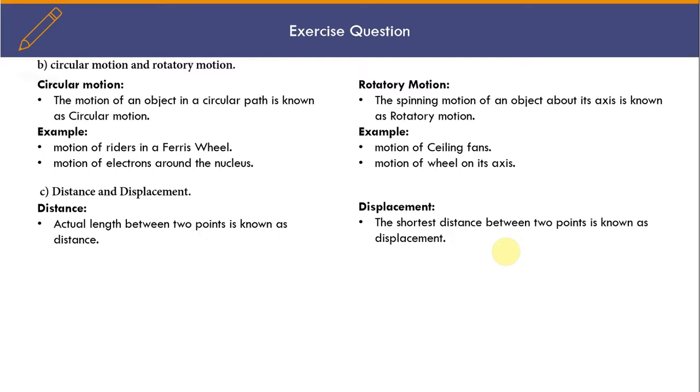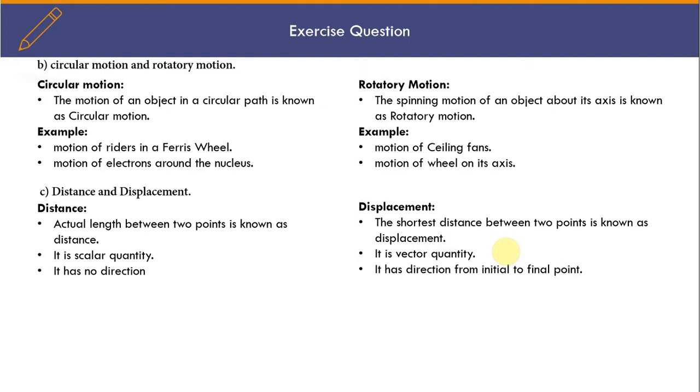Actual length between 2 points is known as distance. The shortest distance between 2 points is known as displacement. जो actual length है path की वो होगी distance, और जो shortest distance है वो होगी displacement. Distance is scalar quantity और displacement जो है वो vector quantity है. Distance की direction नहीं होती जबकि displacement की direction होती है from initial to final point.